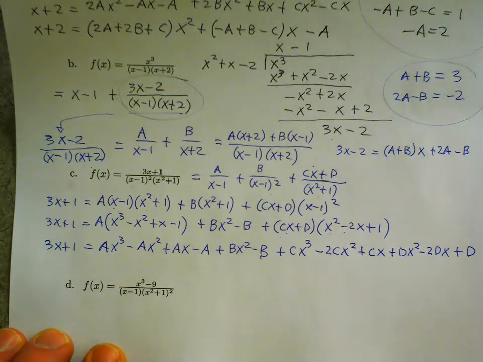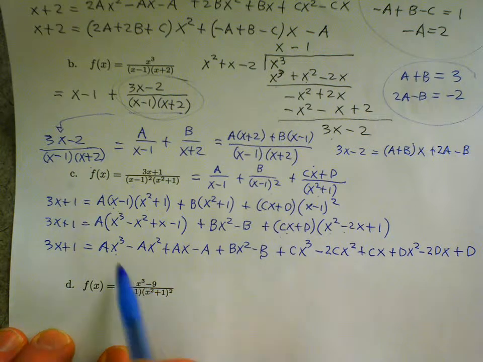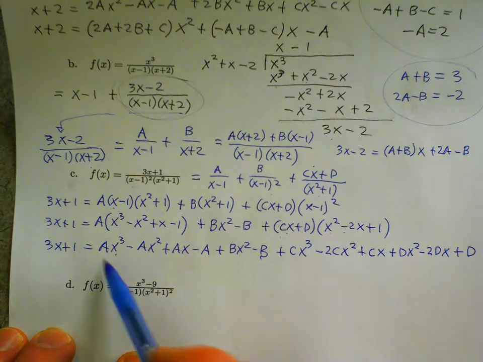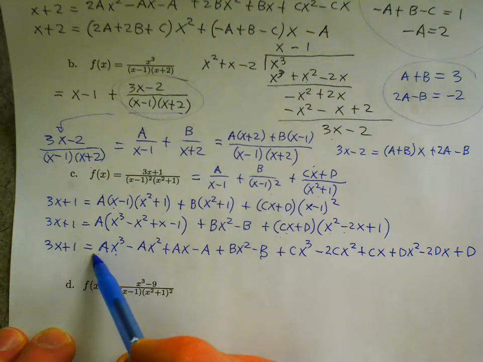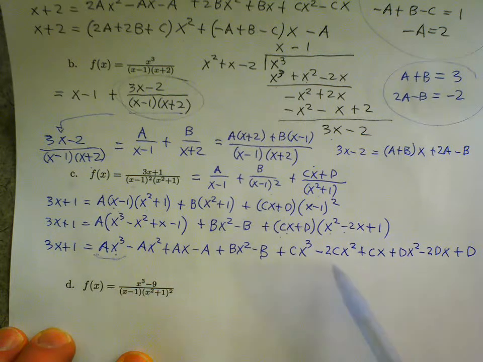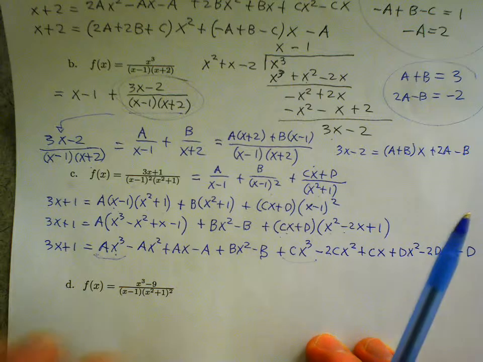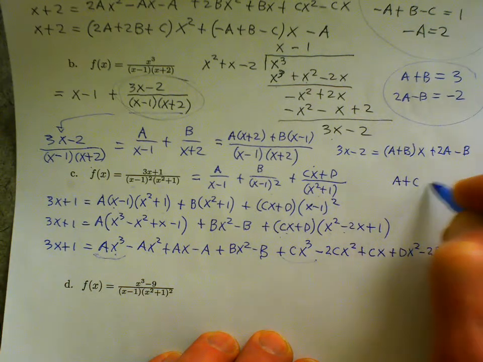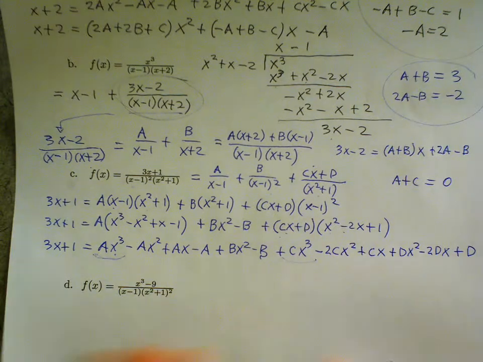Oh, okay, I'll do one of them. For the x to the third term, the left-hand side doesn't have an x to the third term. So that means the coefficients of the x to the third term on the right-hand side have to add up to 0. And there are only two terms that have x to the third, ax to the third plus cx to the third. So the coefficient a plus c has to be 0, and so on.